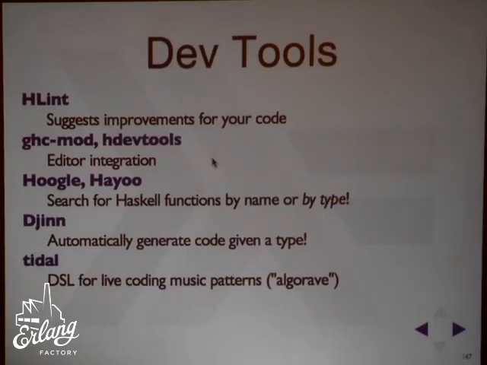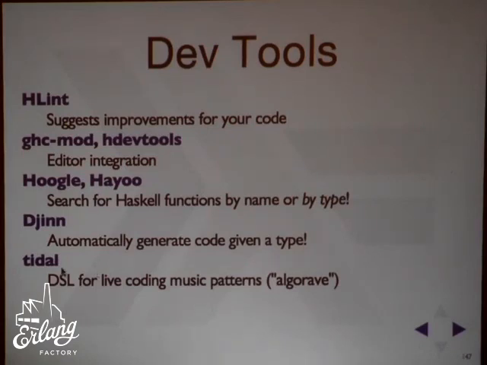You can actually search by type. So if you're looking for something that takes a string and returns a list of strings, then it'll tell you all of those functions in the standard library. There's even weird things where you give it a type and then it'll automatically generate code that works with that type. I don't think that's practical, but it's fun.